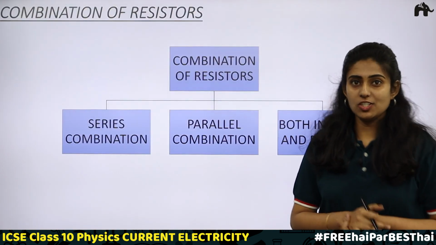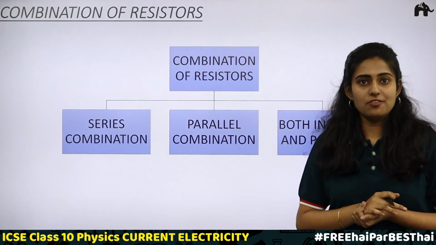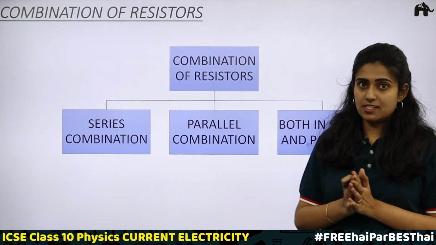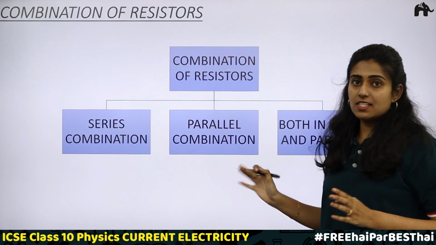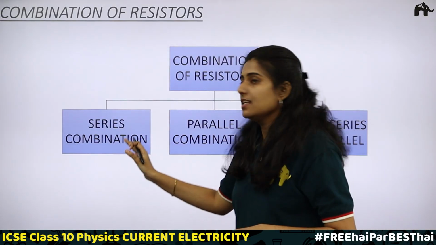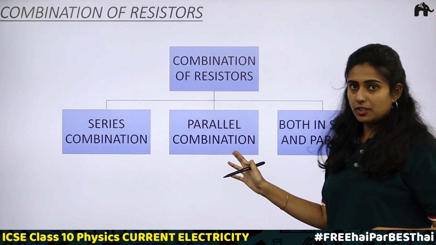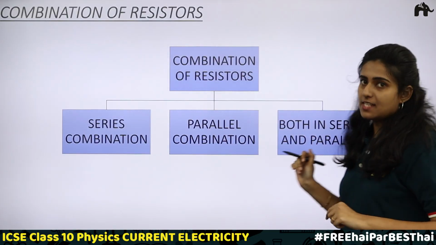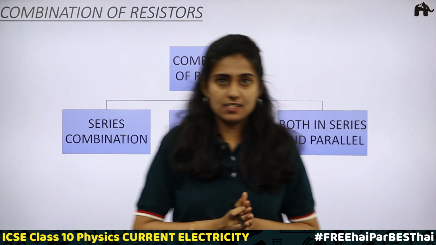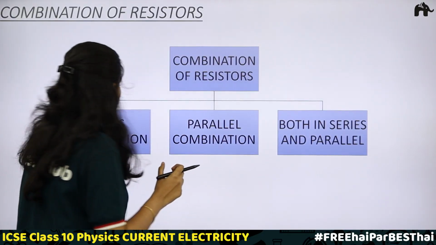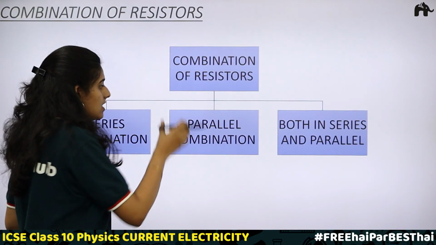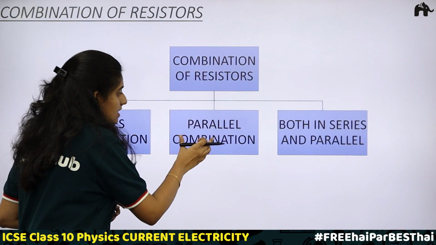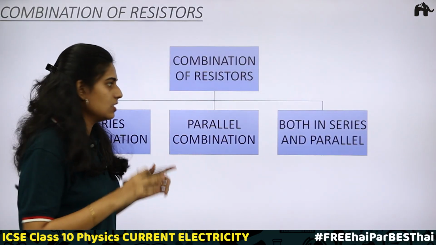Clear? Combination of resistors. To get a desired value of resistance, we will have to combine resistors. There are three ways in which the resistors can be combined. The first is series combination, the second is parallel combination, and the third is both in series and parallel. If you need to increase the resistance, we will consider the series combination of resistors. If you have to decrease the resistance, then parallel combination of resistors will be considered.